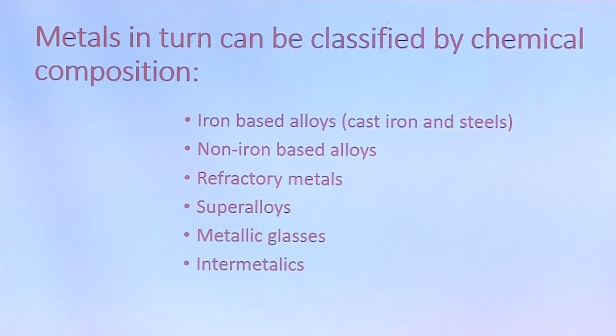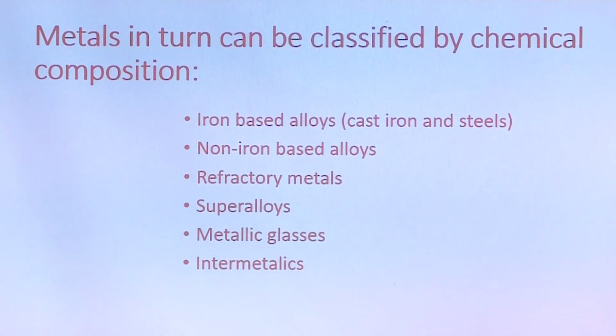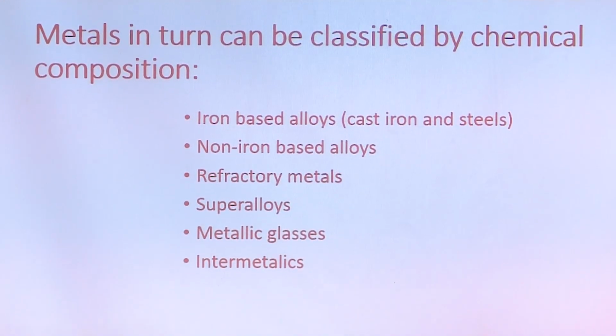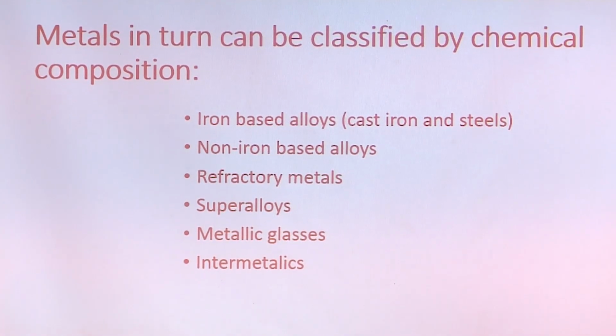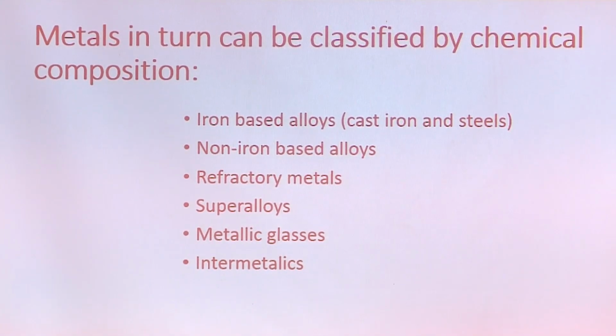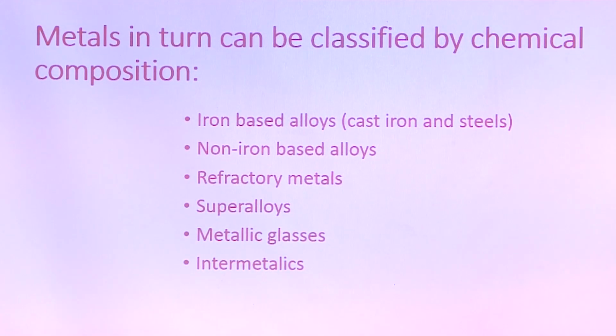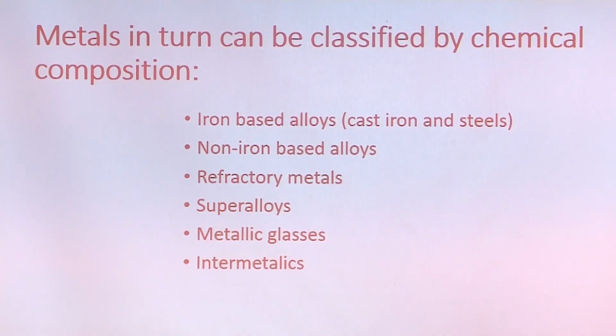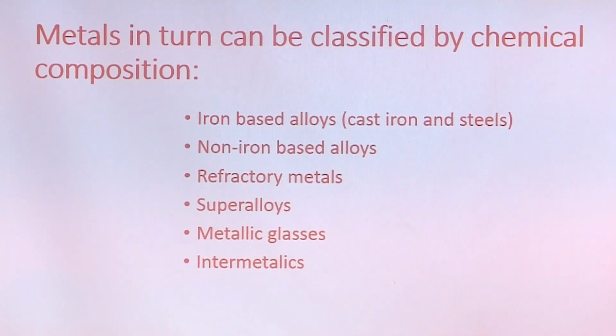Refractory metals are able to work at very high temperature, 1000, even higher, but they cannot be in contact with oxygen because they almost sublimate. They pass from solid to gas state in contact with oxygen. So, well, you can use them, but then you have to control the atmosphere.